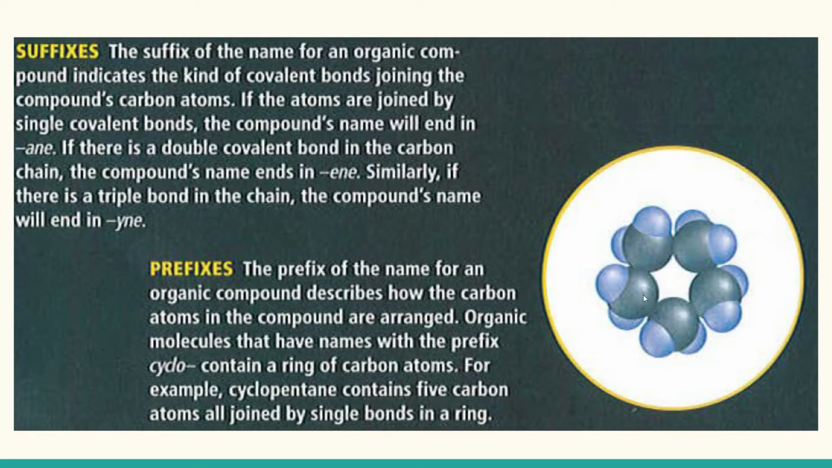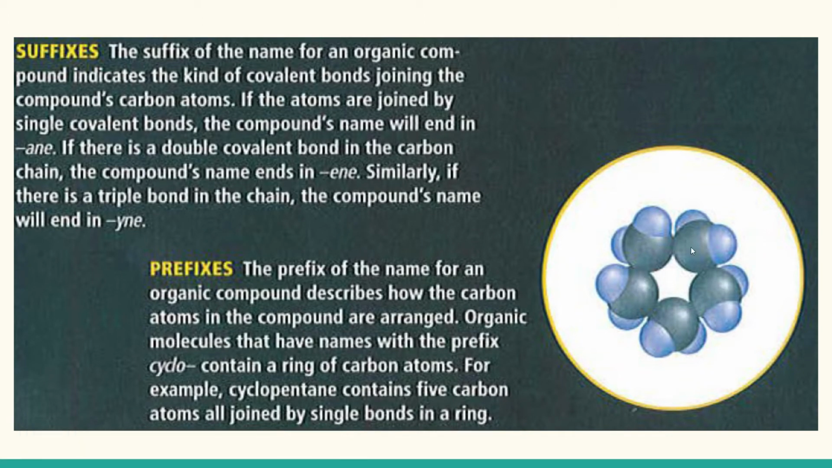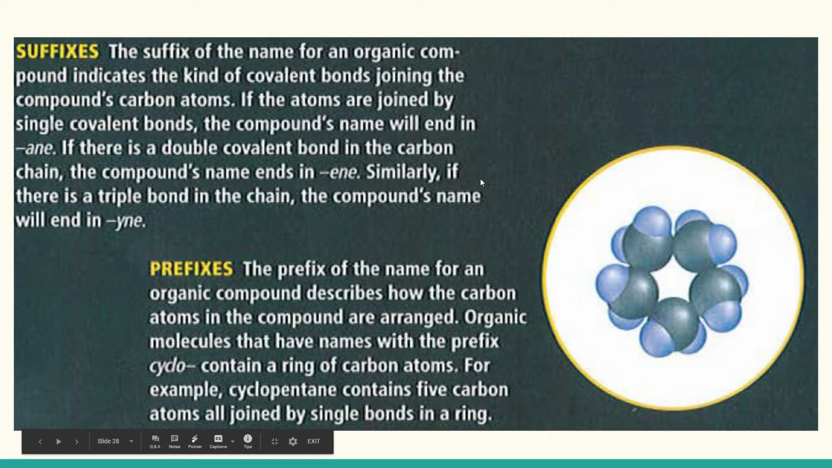And then we can even arrange hydrocarbons in circles. And if we do that, then we throw the word cyclo in front of it. So cyclopentane. Cyclo, because it's in a circle. Pent, because there's 5. And ane, because there's only single bonds between here. So cyclopentane. A 5-carbon atom joined by single bonds in a ring.